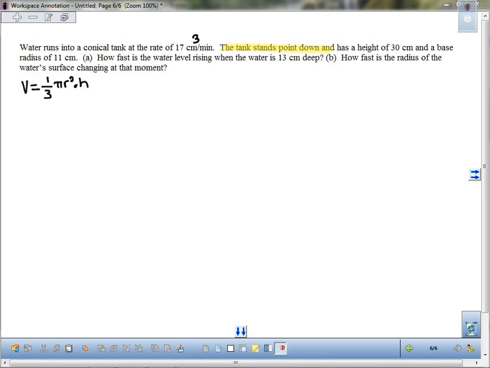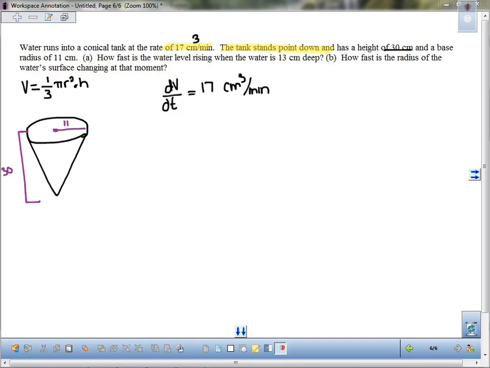We know that our tank is pointing down. We also know that the rate of change of the volume is 17 cubic centimeters per minute. We know that the height of the cone is 30 centimeters and the radius is 11 centimeters. We want to know how fast the water is rising at that specific moment in time, when it is 13 centimeters deep. So we need to find an equation for all h's. I'm not going to take the 13 into account yet.